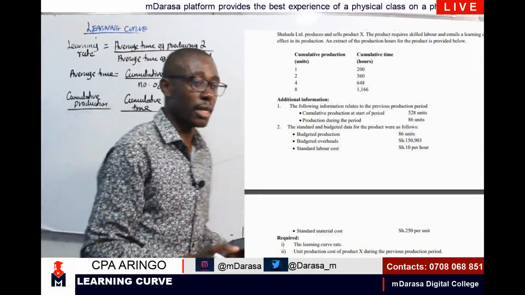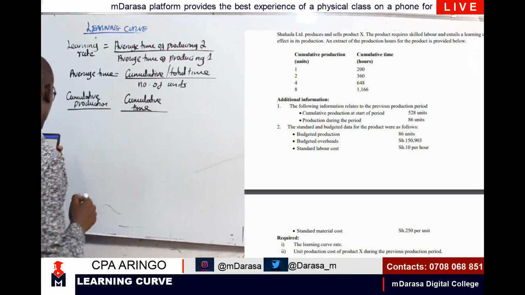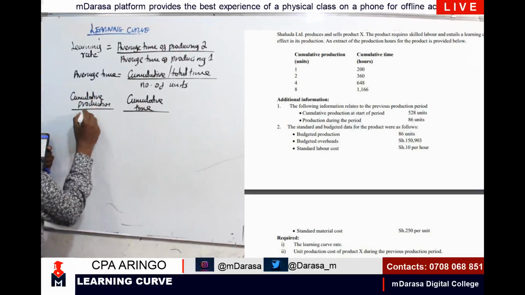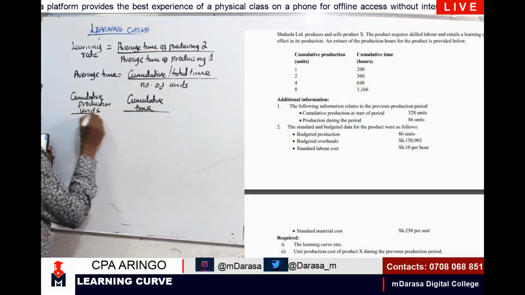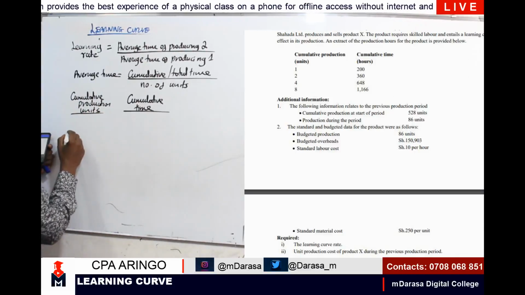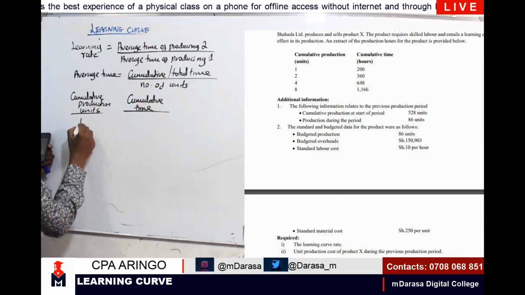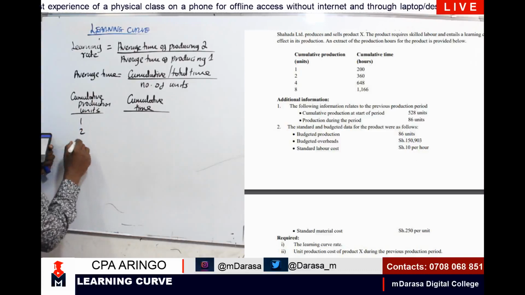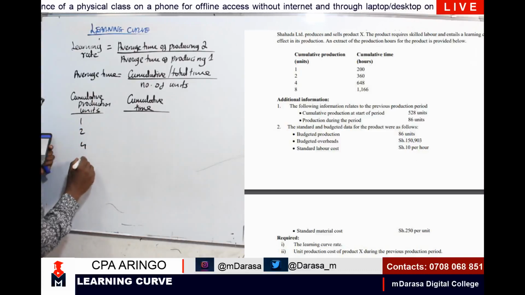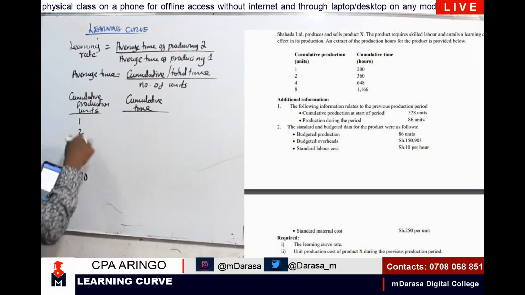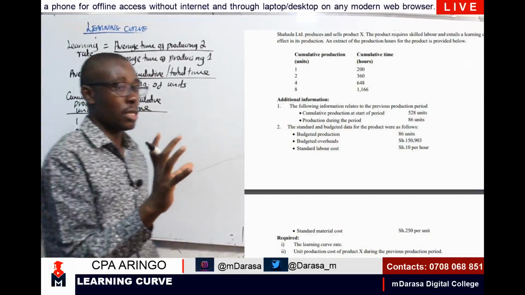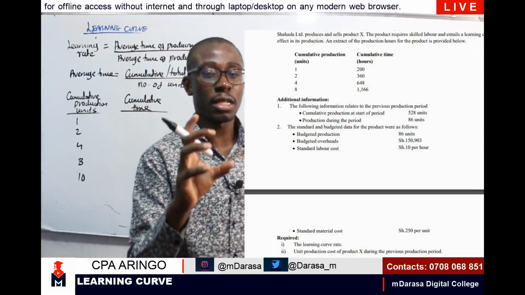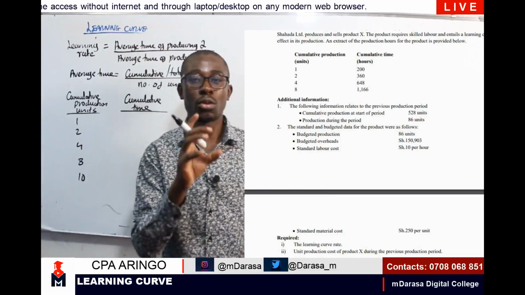As a total time, right? So cumulative production, I was given in units, of course. This is in units, where I was told that we had what? We had 1, 2, 4, 8, and 10. And here, I can clearly see that I'm having what? The doubling effect in our production.